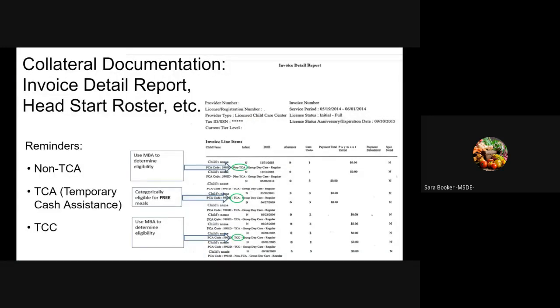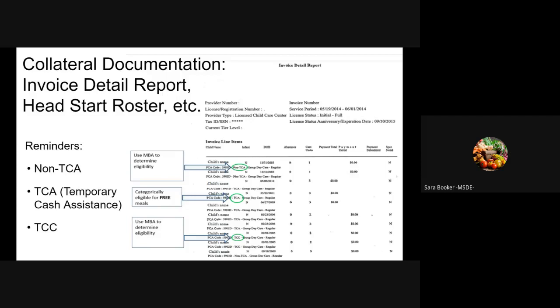So I've mentioned a couple times that if you don't have an MBA, you may have additional documentation that proves a child is eligible for free or reduced meals. Here's one example of what that could look like. An invoice detail report. So this is something that you would get that shows a couple different codes that can help prove a child is eligible for free or reduced price meals. So I'm just going to highlight a couple things on here that you see. The non-TCA, TCA, or TCC codes.